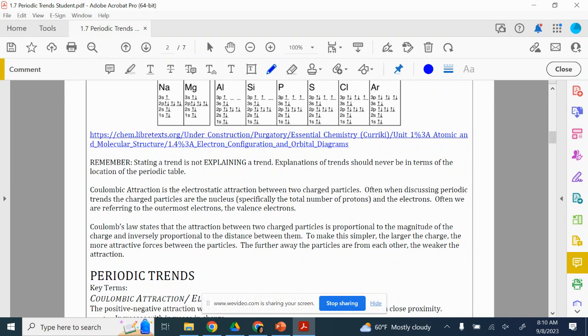Like I was saying, as we move down the column, it gets more reactive. You have to tell them why. That reflects back to Coulomb's law. As the distance from the nucleus increases, the force of attraction for that electron is going to decrease, and it's going to be easier to pull it off. It makes it more reactive. So that's why as we move down a column, those elements that give away electrons become more reactive.